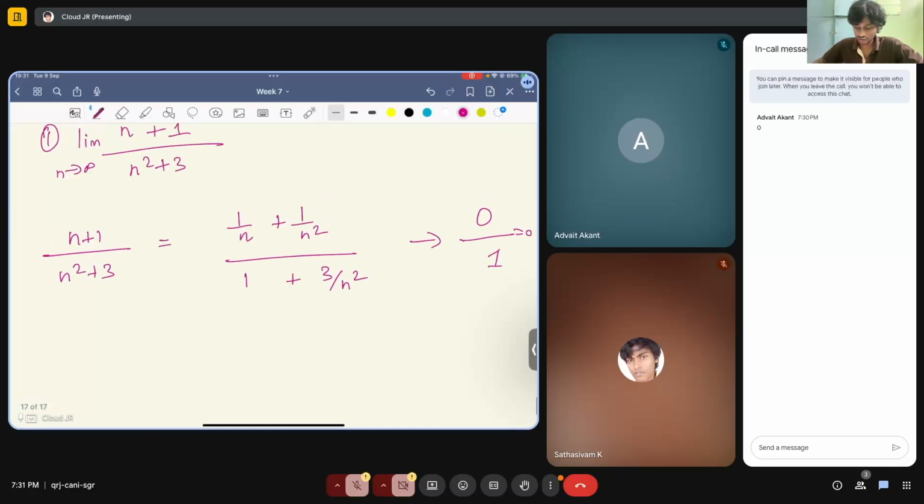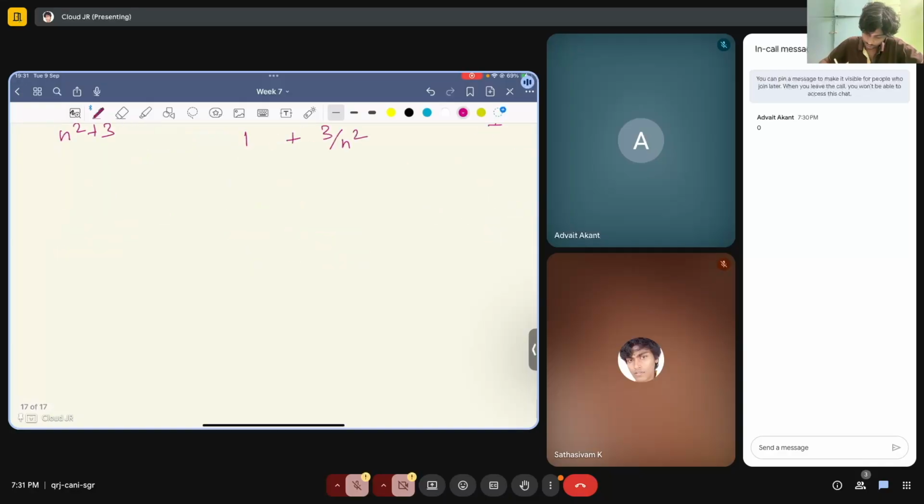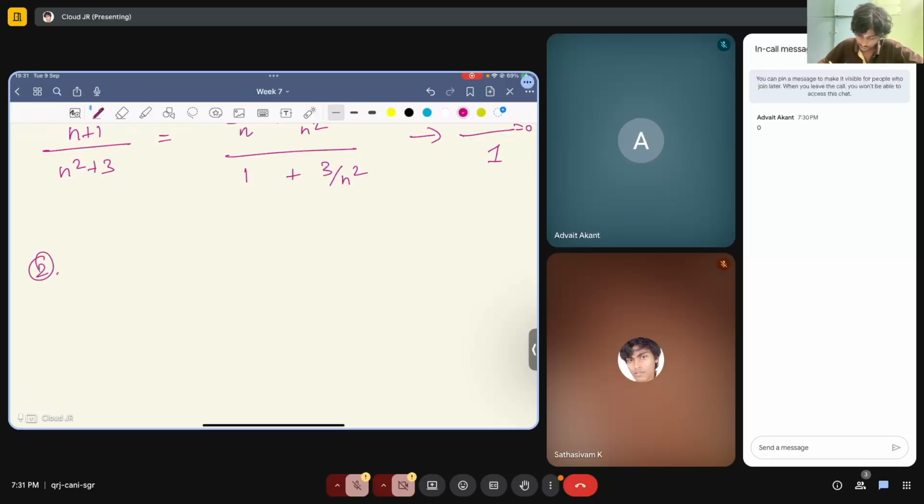Okay. So this was, let's say, the easy example. Let me look at some more easy examples, and then we will do little hard ones. Okay. So let's look at a sequence like this, where I have, let's say, an is nothing but 1 plus, okay, let's say I have something like this. Okay, 1 by 2 power n.